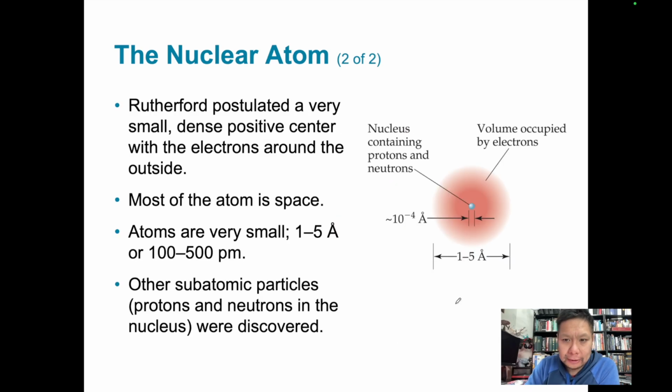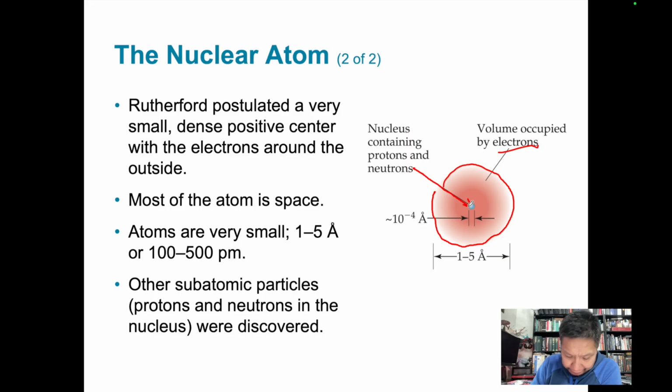So let's take a closer look at the nuclear atom. If you take a look at this particular atom right here, this part right here is actually the volume of the atom that is occupied by electrons. And then this tiny little dot there is where the nucleus is, or where all the positive charge is, right?